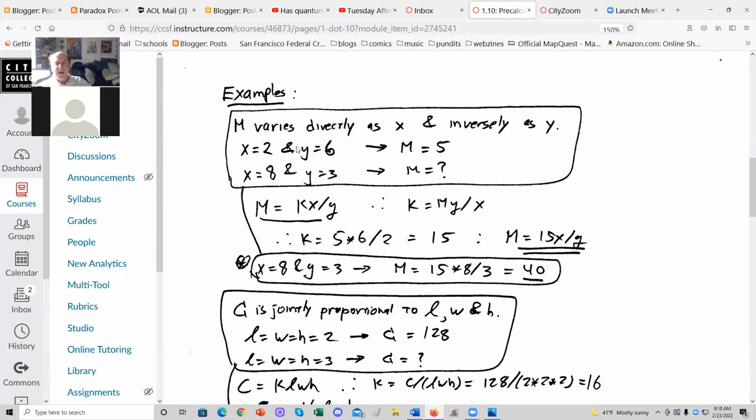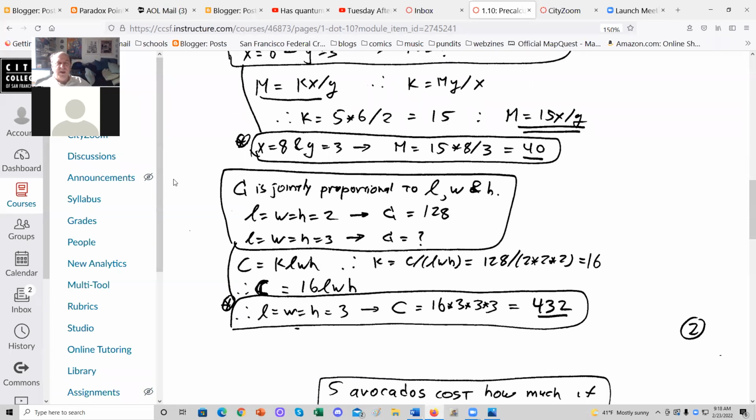Then we put in x equals 2 in the denominator here, y equals 6 in the numerator here, m equals 5 in the numerator here. So k equals 5 times 6 over 2, then that's 15. So m equals 15x over y. Good. So we have a formula. And then given a formula, we just plug in the numbers x equals 8 and y equals 3. So then we get m equals 15 times 8 over 3, bit of arithmetic, m equals 40.